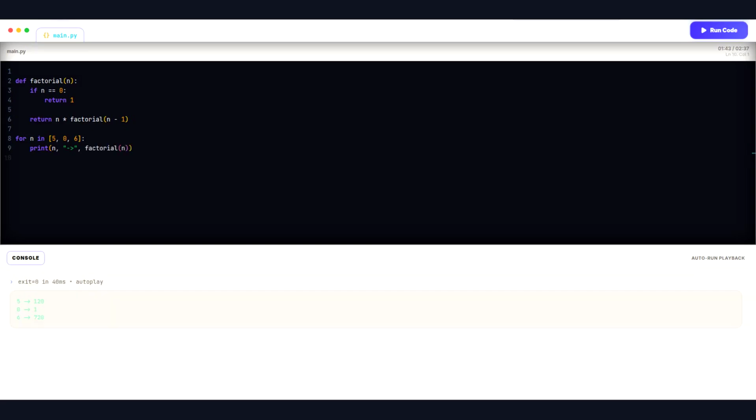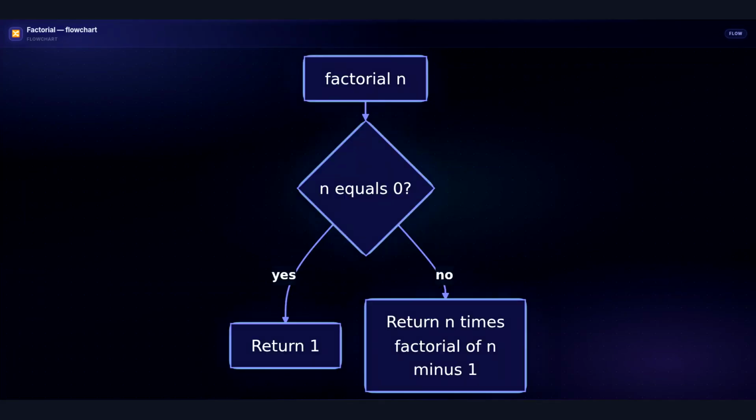There they are. 5 factorial is 120, 0 factorial is 1, and 6 factorial is 720. Each answer is n multiplied by the smaller factorial beneath it. The flow is compact. If n is 0, we return 1. Otherwise, we return n times the factorial of n minus 1, and the calls keep going down until they reach that base case of 0.